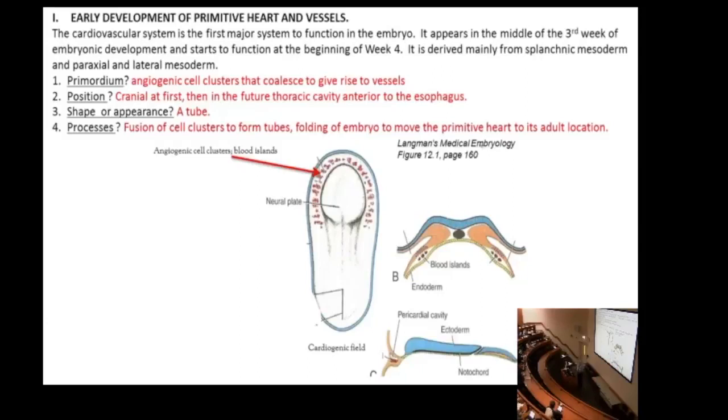So the process is a fusion of cell clusters to form a tube.